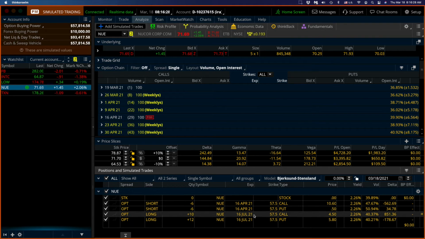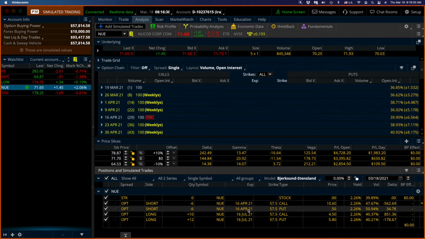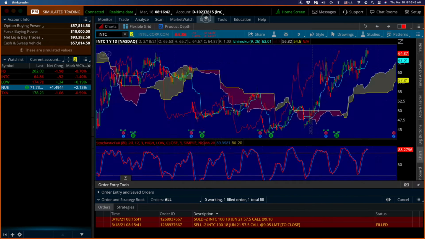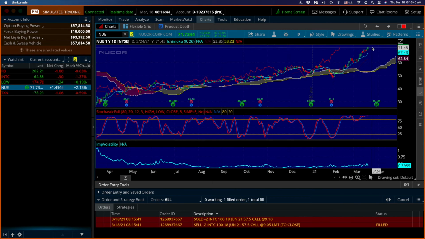Let's move on to the next one. In this case, my expiration is April 16th, and that is 29 days from now. That sounds good. Let's look at the risk graph. Okay, here it is above the smiley face, well above. Let's take a look at the chart. Oh yes, that's moving really, really strongly. So we want to take profits here.